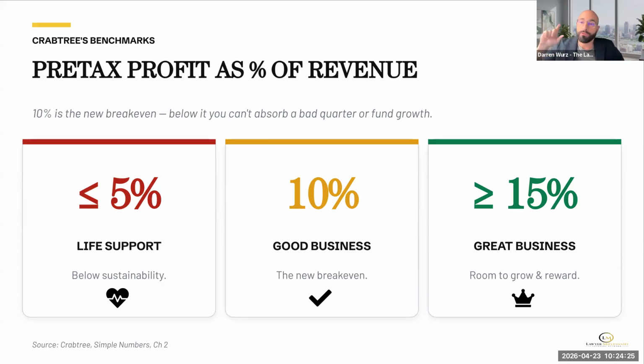Okay. Now, 15% is really the gold standard. 15% or more means you've got a great business. And at this level, you have room to grow and room to reward. You have room to potentially hire at this level. So we really shouldn't be thinking about hiring unless we can get to that 15% mark. And once you're at that 15% mark, okay, now we have permission to invest back in the business, to hire.